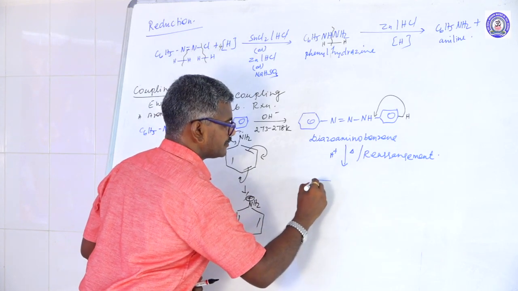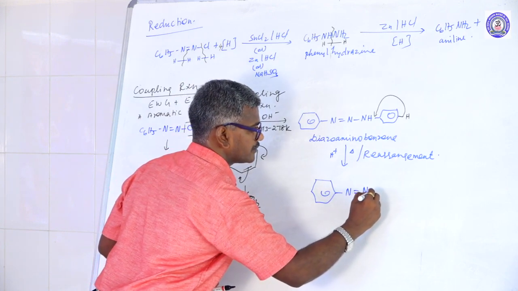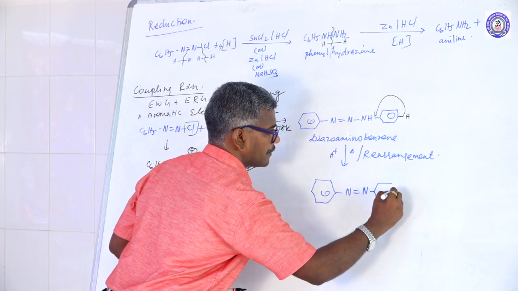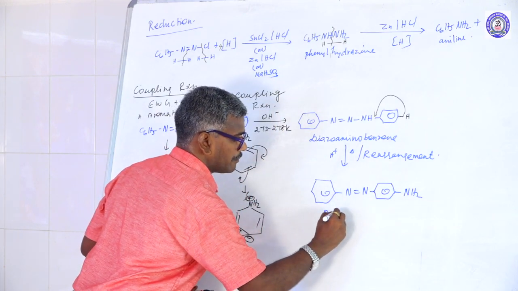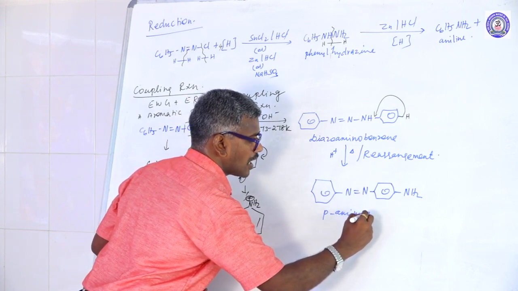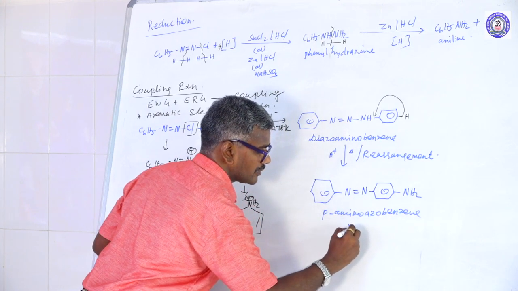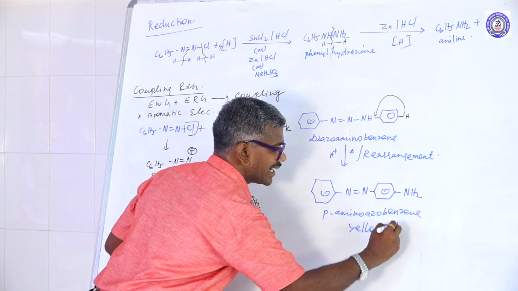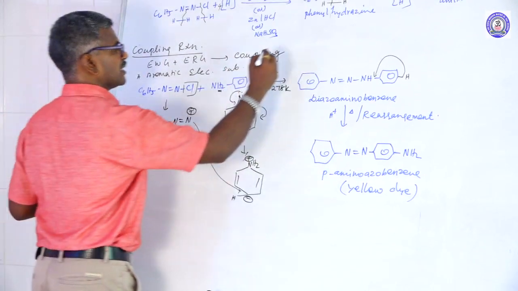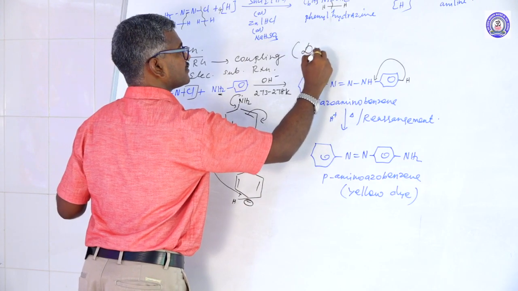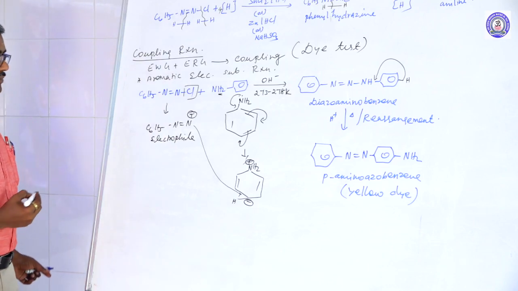The final product is N double bond N, benzene ring with NH2. This name is para amino azobenzene. Its color is yellow dye. This reaction has another name, called the dye test. Dye test means coloring compounds.